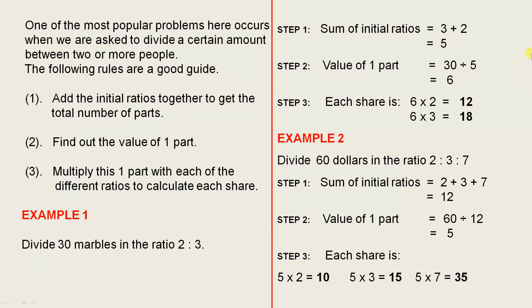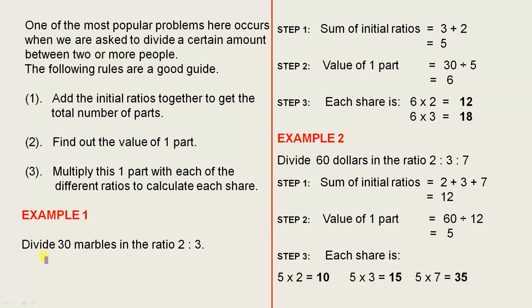Add the initial ratios together to get the total number of parts. Find out the value of one part. Multiply this one part with each of the different ratios to calculate each share. Let's have a look at some examples.